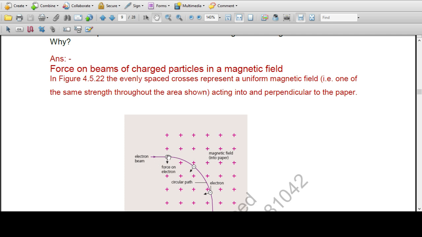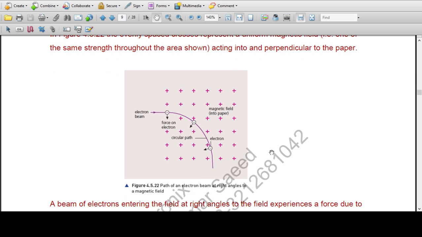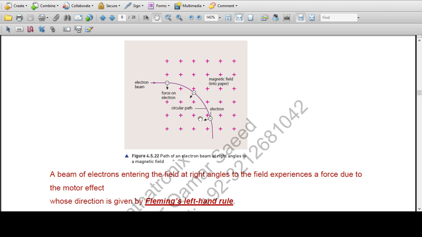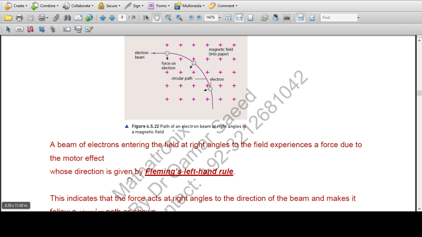So this electron beam will experience a force, as a beam of electrons entering at right angles to the field experiences a force due to the motor effect. According to Fleming's rule, the field is inside, and the current is actually, this electron beam is in this direction, so the conventional current will be in the opposite direction, on the other side.